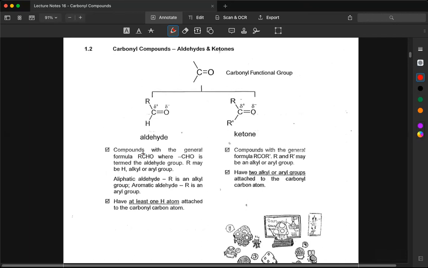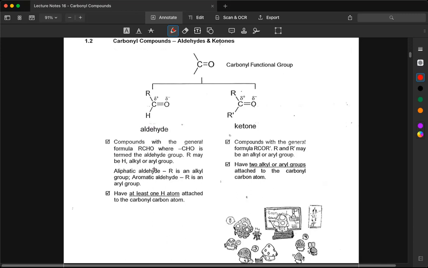Aldehydes are compounds with the general formula RCHO, where the CHO is termed the aldehyde group. So this R here could be either H, alkyl, or aryl group. Aliphatic aldehyde means that R is an alkyl group, and sometimes we could have aromatic aldehyde where R is an aryl group. There must be at least one H atom attached to the carbonyl carbon atom.